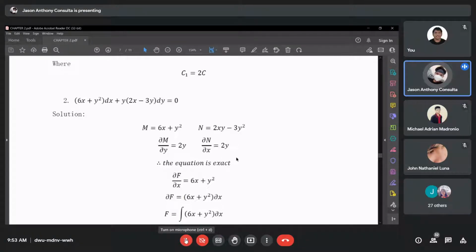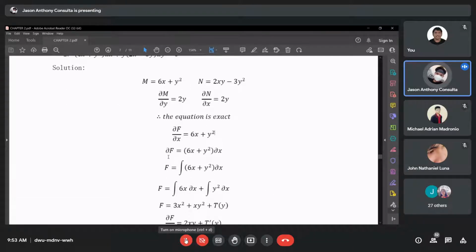Then, after makuha, find F. Okay, tandaan yung derivative of F with respect to X muna ang gagamitin. Partial derivative of F with respect to X is equal to M, which is 6X plus Y squared. Then, cross multiply, lipat sa kabila yung partial derivative of X. To find F, integrate. Then we find F.